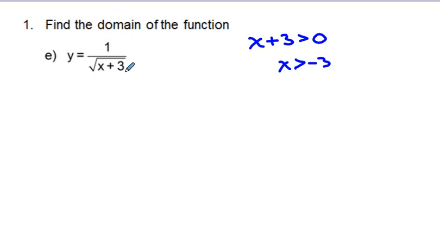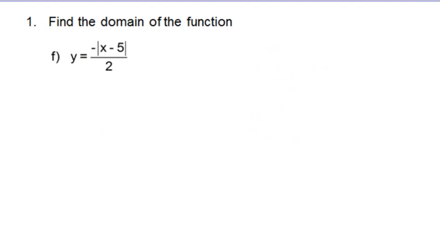And so we would articulate the domain of this function thusly. We would say, oops, I put a bracket, is that right? No. Greater than is going to be a parenthesis. So we put negative 3, comma, infinity, and this would be our domain for part E.